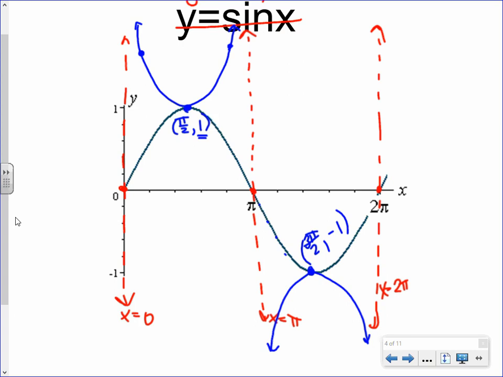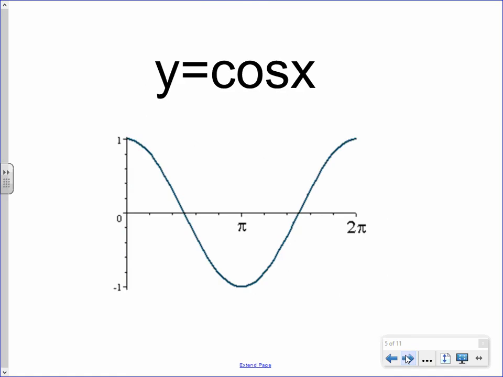Do you think the secant graph is going to look similar? Yes or no? Probably. Sine and cosine have a lot in common. Secant and cosecant are probably going to have a lot in common. So we are going to create the secant parent curve. If you want to go ahead and very lightly draw in cosine so we can figure out what secant will look like.